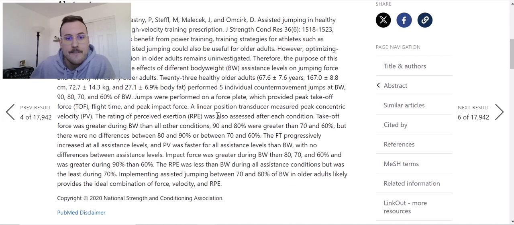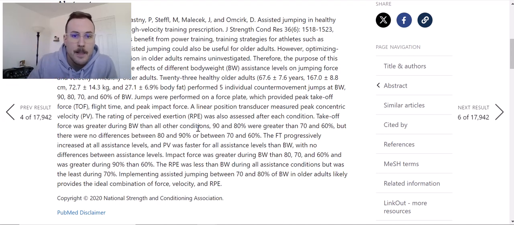I want to jump was also assessed after each condition. Takeoff force was greater during body weight than all other conditions. Well, yeah, no wonder takeoff force was greater, because body weight theoretically would be the heaviest version of the jump, right? They were receiving no assistance. It was their own body weight. They had to produce the greatest amount of force to take off.